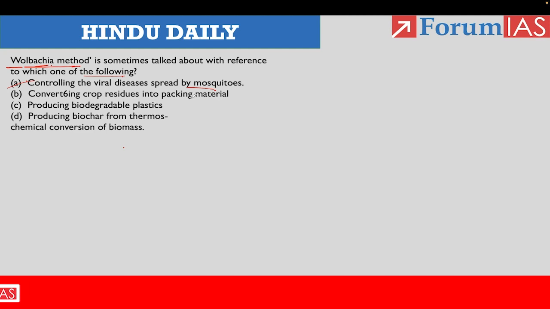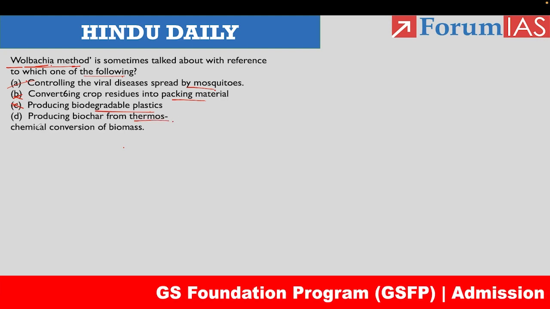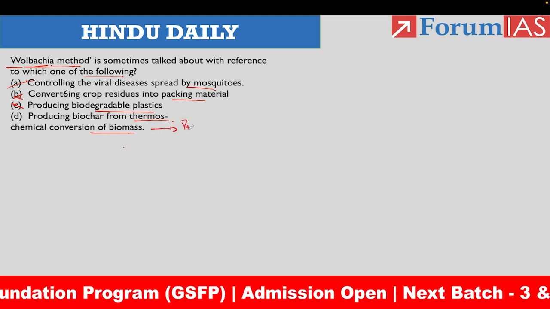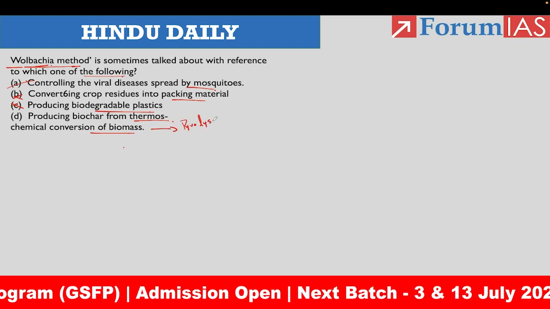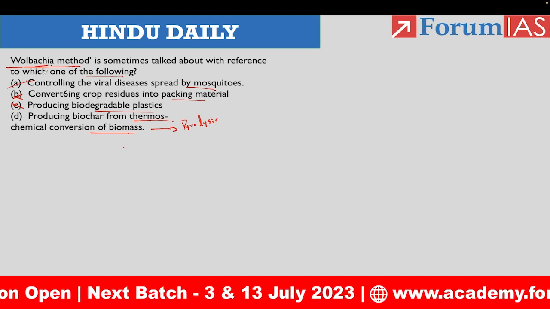Then converting crop residues into packing material. This is wrong. Then producing biodegradable plastics. This is a clutter sentence. And producing biochar from thermochemical conversion of biomass. This is pyrolysis, right? So statement A is the right one for question number 2.